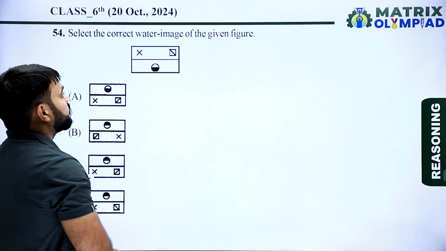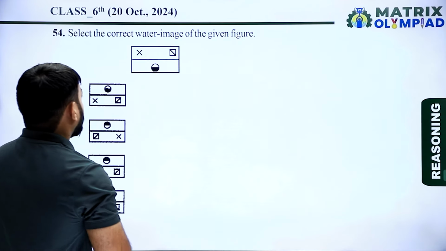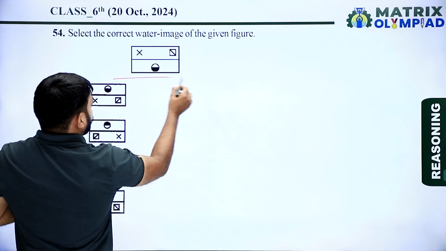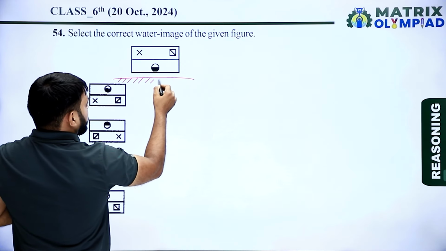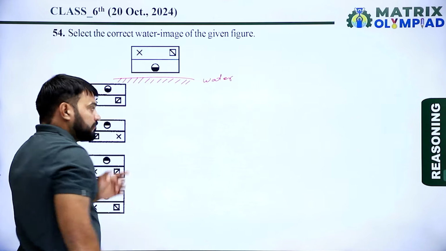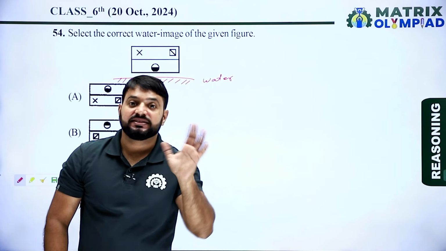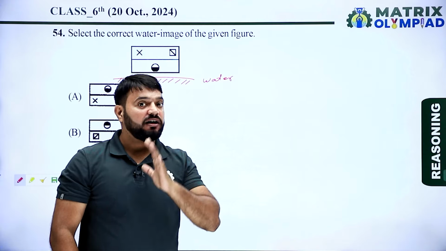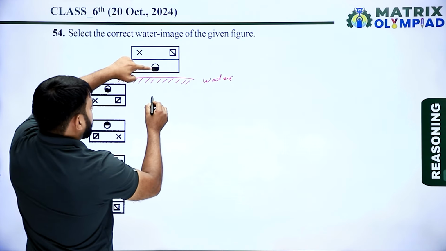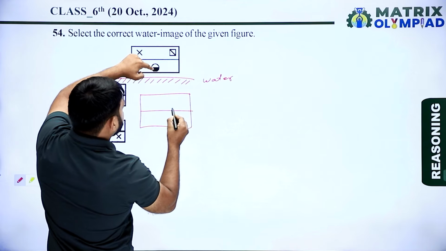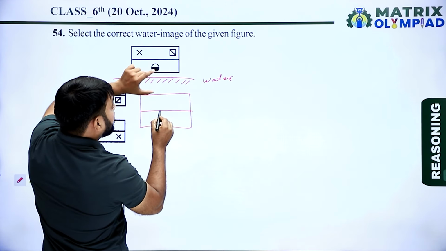Select the correct water image of the given figure. Find the water image of the given figure. Water is always taken below the object. So now here is water. And the part of an object which is near to the water will remain near to the water in the water image. So this part is near to the water, so it will remain near the water.